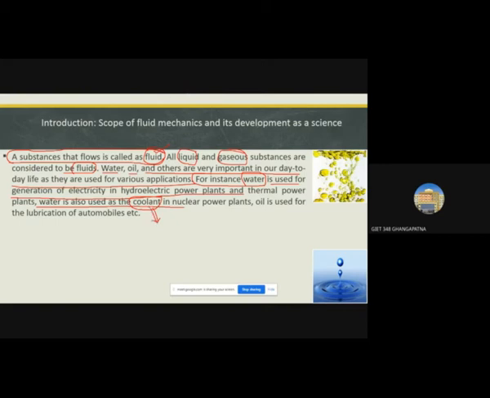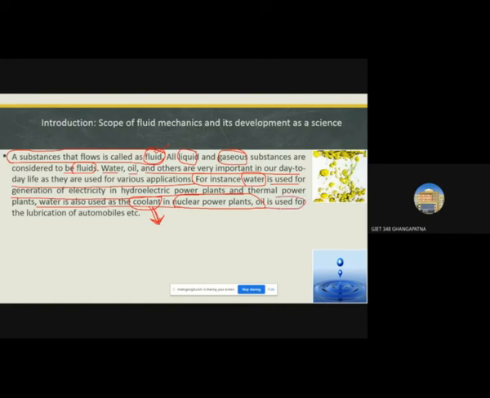In nuclear power plants, the heat that is generated is much higher. If you don't use water as a coolant, ultimately there may be some accident in the nuclear power plant. If there is an accident in a nuclear power plant, you know how dangerous it is for a human being. Oil is also used as a lubricant.